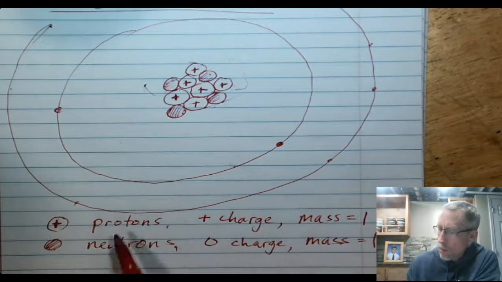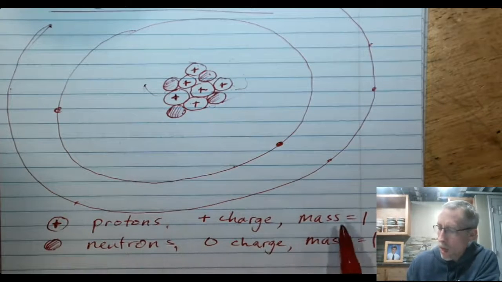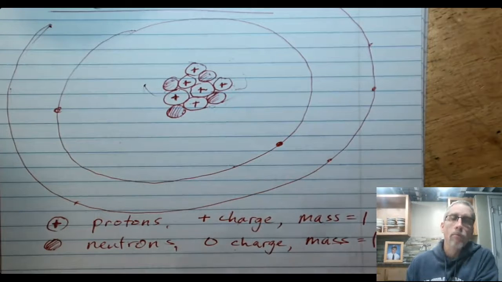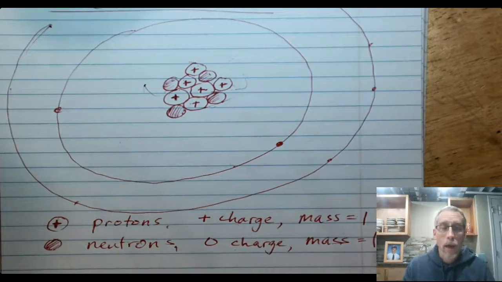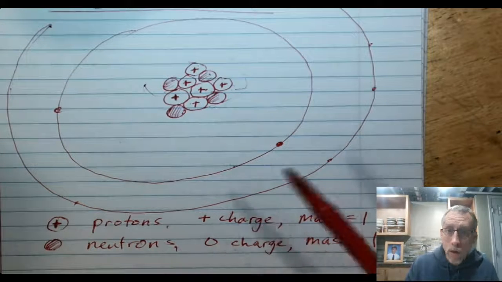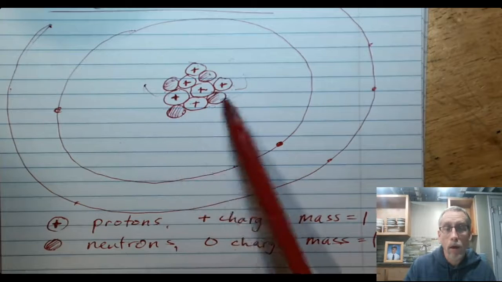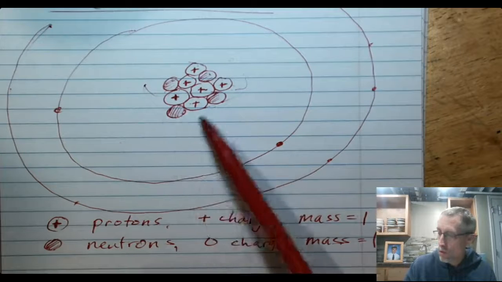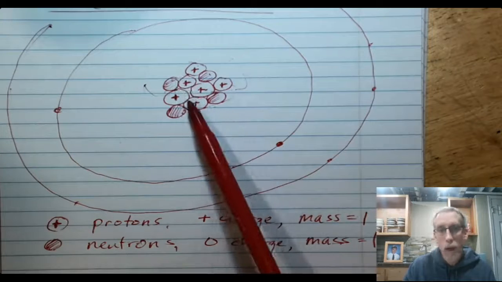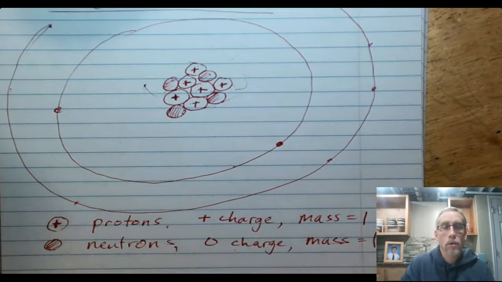So remember, the protons in the nucleus have a charge and a mass. The neutrons in the nucleus have no charge, but they do have mass. That's why if you're asked about the charge of a nucleus, it always has to be positive, because there are no negative charges in there to make it negative or to make it neutral. So we always have protons to contribute a positive charge to the nucleus.